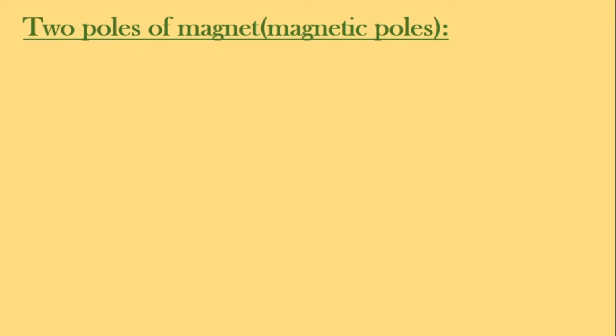The power of the magnet, or the attraction force of the magnet, is concentrated at the two poles of the magnet, or magnetic poles. The word concentrated means too high. So the power or the attraction force of the magnet is too high at the magnetic poles.